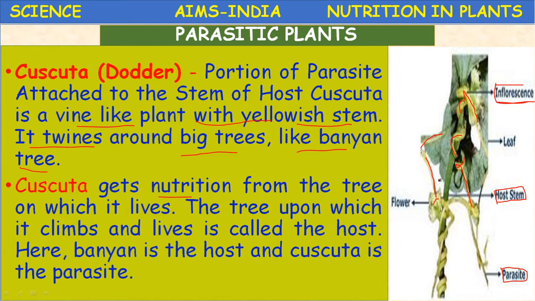Okay, these parasites are of two types. One is complete or total parasites, and another one is partial parasites. So Cuscuta is a total stem parasite. Parasites are again classified into different types depending on which part of the plant they depend on. So root parasites and stem parasites are there. Cuscuta is a total stem parasite.